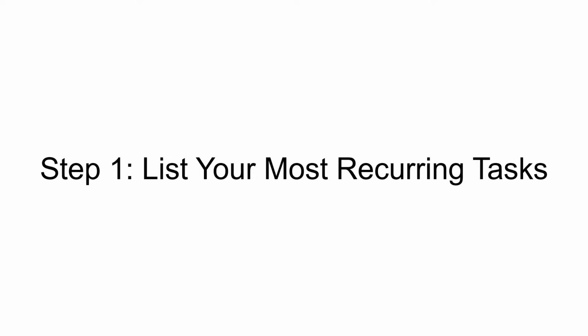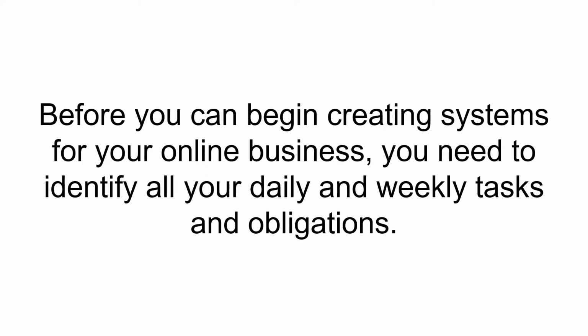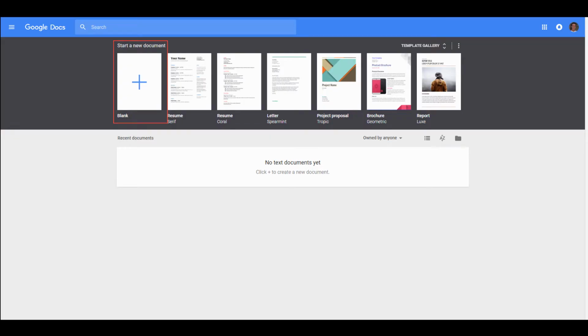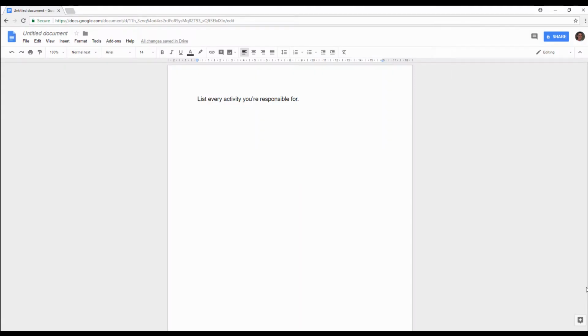Step 1. Your most reoccurring tasks. Before you begin creating systems for your online business, you need to identify all your daily and weekly tasks and obligations. To do this, open a new Google Doc and list every activity you're responsible for.